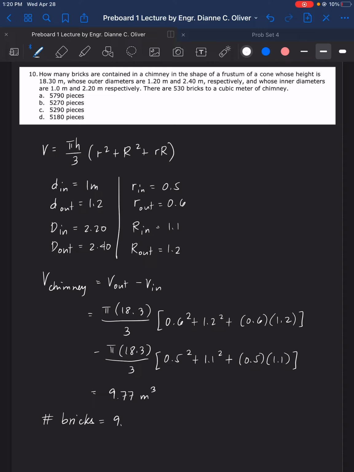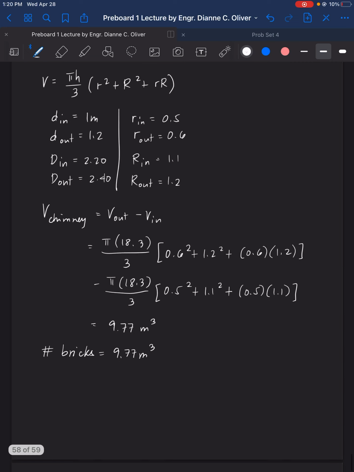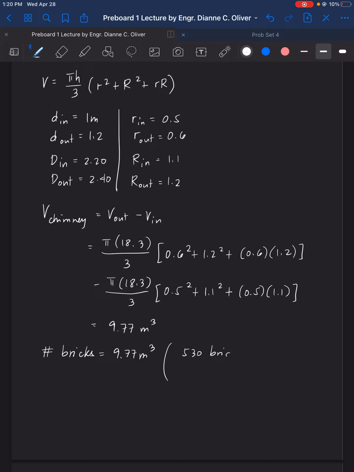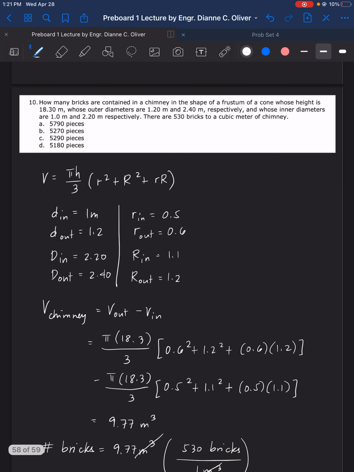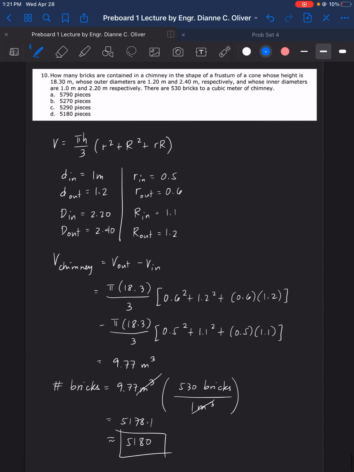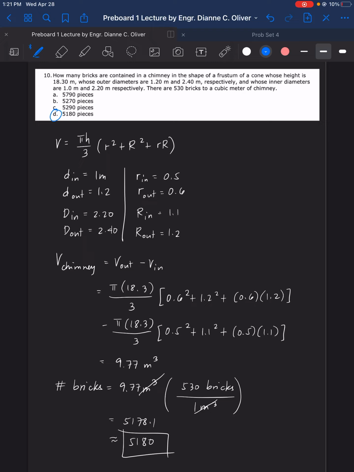So for the number of bricks, that is equal to 9.77 cubic meters. And then it says there we have 530 bricks in every 1 cubic meter. So cancel cubic meter here. So we have 5178.1, or approximately equal to 5180 pieces of bricks. And the answer here is letter D. That's for number 10. Okay, so that's all for this lecture video.